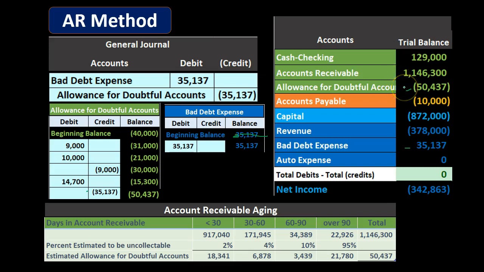This is how much they believe is not going to be collectible based on a reasonable estimate of this number. And therefore, the net of those two is how much we are going to collect. This makes good sense under the receivable method. This side is more confusing under the receivable method because we're not focusing here.